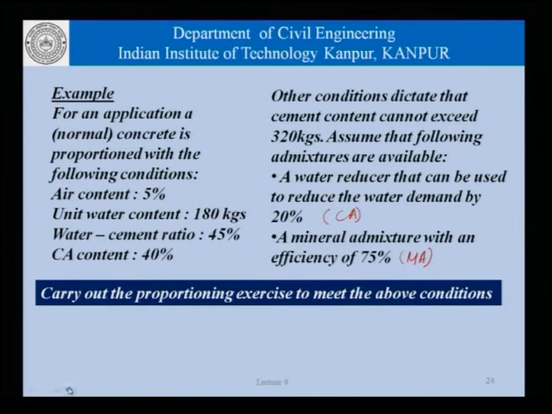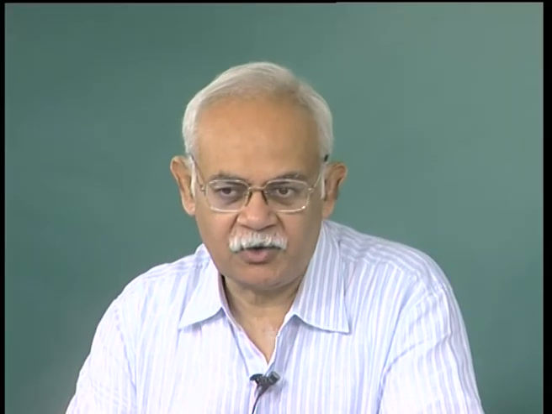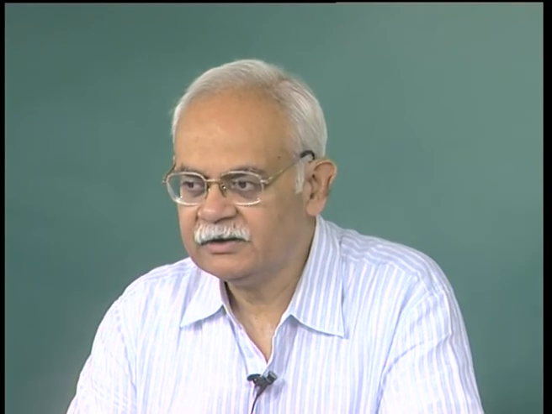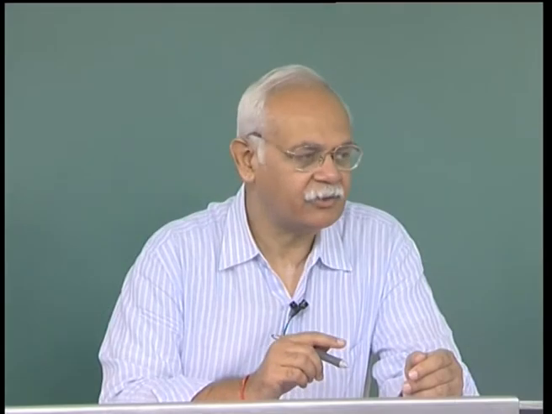So, to reiterate the problem, this is the requirement, that is the concrete that we proportion should have an air content of 5%, unit water content of 180, water cement ratio of 45% and a coarse aggregate content of 40%. When we say that the unit water content is 180, what do we mean? We mean that that is the amount of water that is required in a concrete that will have the required workability.